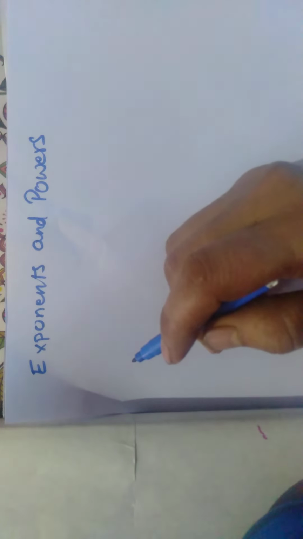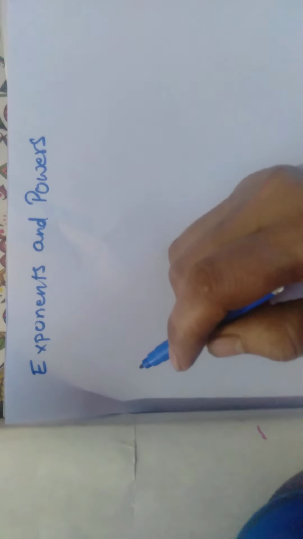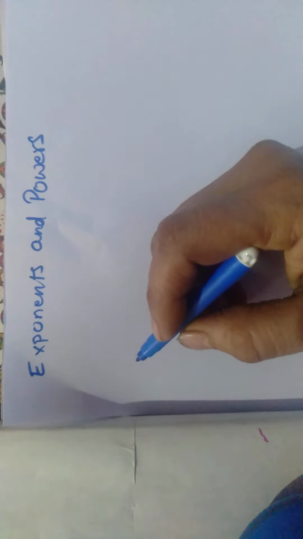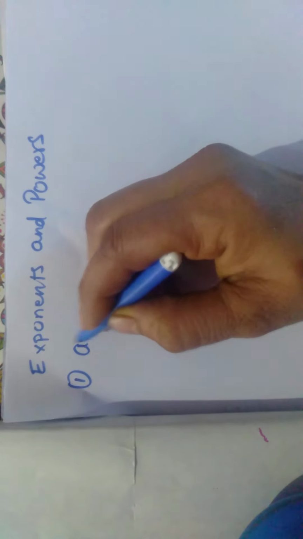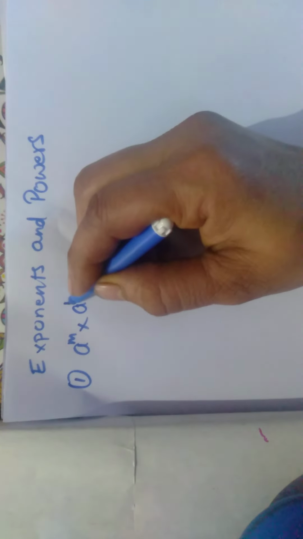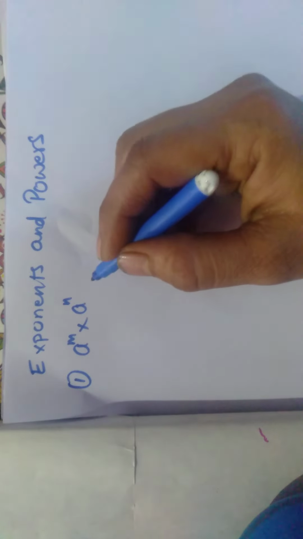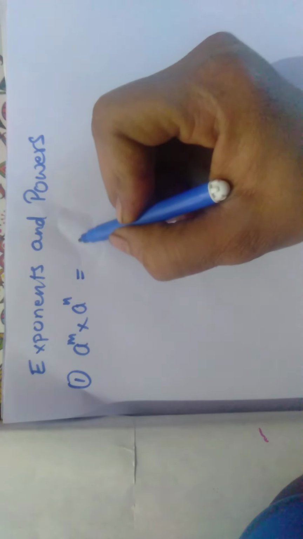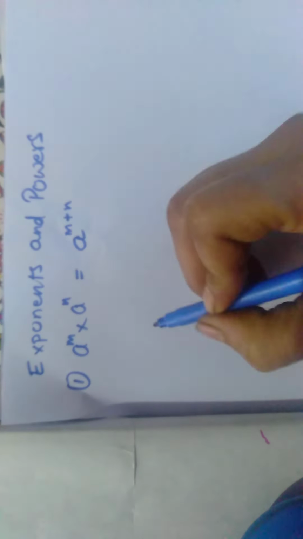Exponents and powers. Students, I was explaining to you about the exponents and powers and the laws of exponents, and how you can use the laws of exponents. Two of the laws I have told you. The first one was, if a to the power m multiplied by a to the power n is there, where a is the base and m and n are the powers, then the powers get added up. It becomes a to the power m plus n.